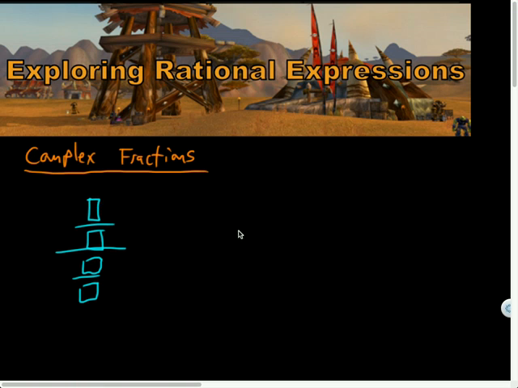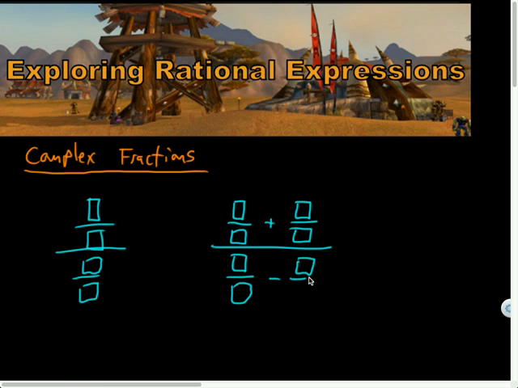polynomials. The other kind that we're going to deal with today is if I have sums or differences of fractions within my fractions. Okay, so something like this, where my giant numerator has a sum of two fractions within it, or a difference of two fractions within it. So these are kind of the two types of complex fractions.